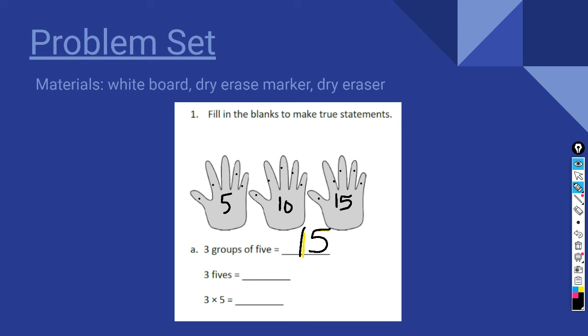3 fives. Now 3 fives is written in unit form. And we know that 3 fives is the same thing as 3 groups of 5. And so that also equals 15. And then finally it gives us the multiplication problem, which is 3 times 5. We know that this X actually stands for groups of. So this is just like saying 3 groups of 5. Well, we already answered what 3 groups of 5 is. 3 groups of 5 is 15.